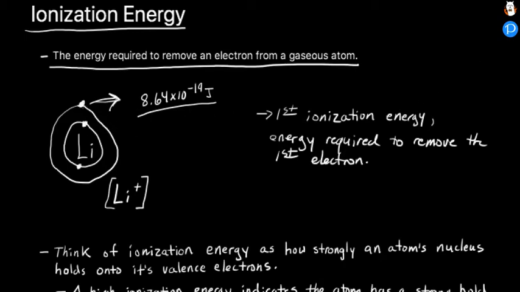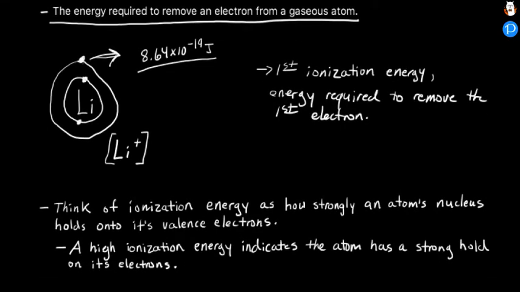And so what we can say is that if I see something with a high ionization energy, that means the atom has a strong hold on its electrons. And conversely, if it's got a low ionization energy, that means it does not have a very strong hold on its electrons. So something with a low value is probably going to form ions very easily, or lose its electrons very easily, I should say. And if it's got a very, very high value, that means it's not going to lose its electrons very easily.